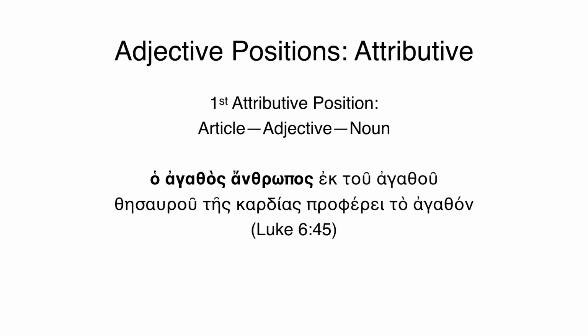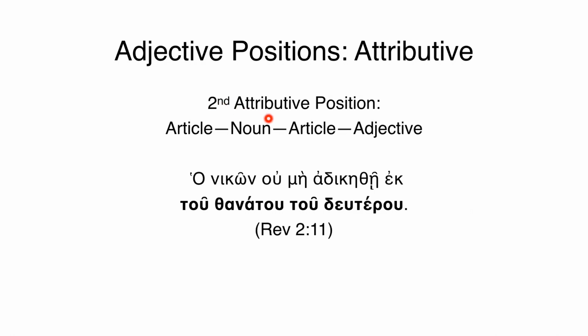So the first attributive position: article, adjective, noun. And it attributes something about the noun. Now the second attributive position will look like this. You'll have the article, then the noun, then an article, then the adjective. Here's an example. Tu thanatu tu defteru, the second death.